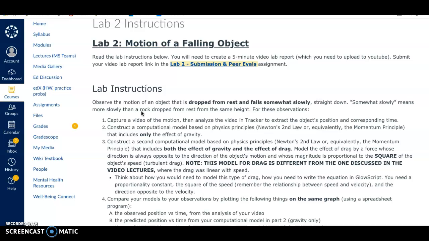For my second lab, I had to observe the motion of an object that is dropped from rest and falls somewhat slowly. The object had to fall somewhat slowly in order to analyze the drag force. The drag force is the force that goes in the opposite direction of the force of gravity.